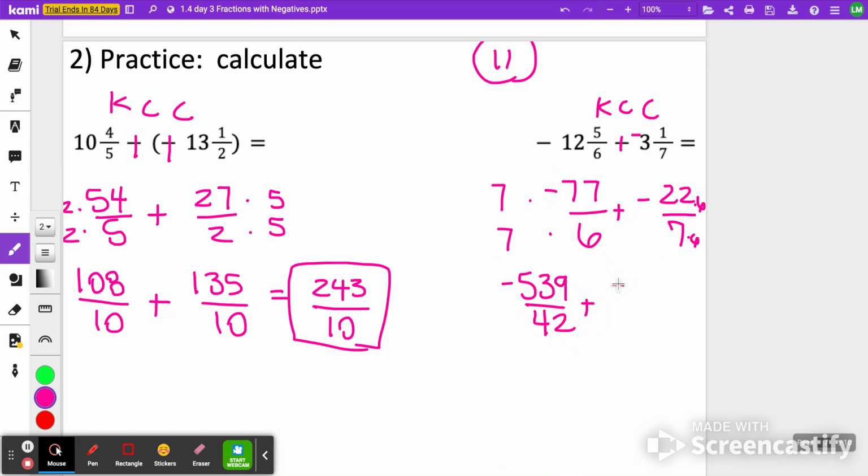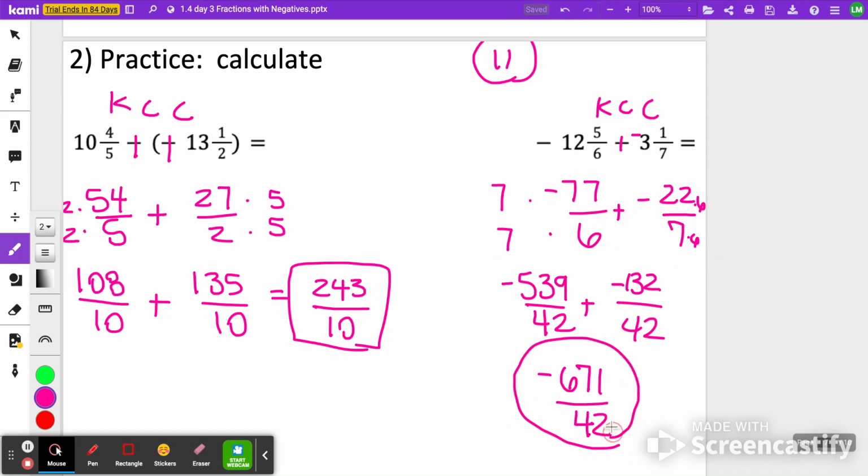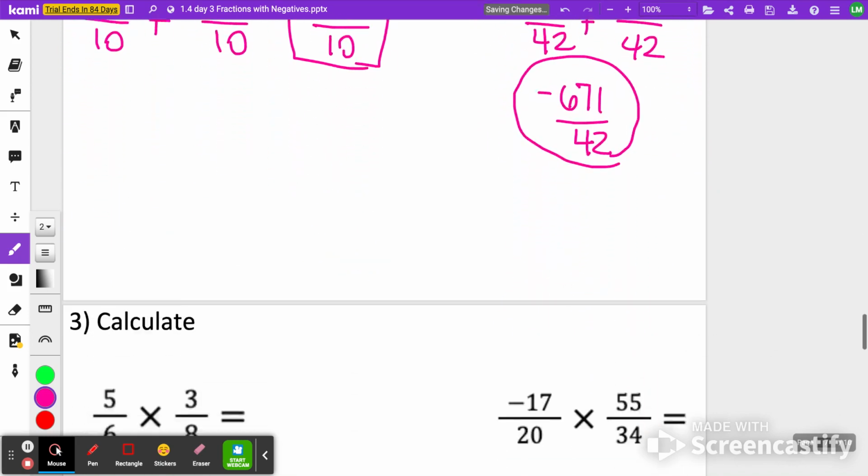And 22 times 6 is 132/42. Last but not least, I added everything together, and we should get negative 671/42. Big, big number, but hopefully you use that calculator to help guide you through that one.